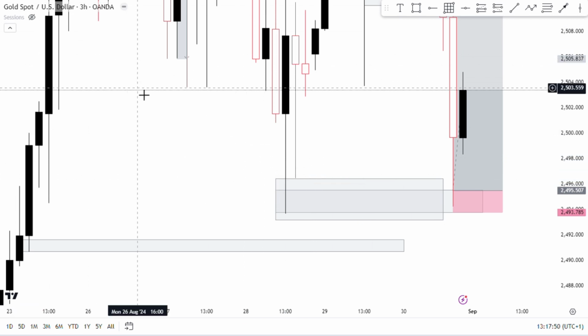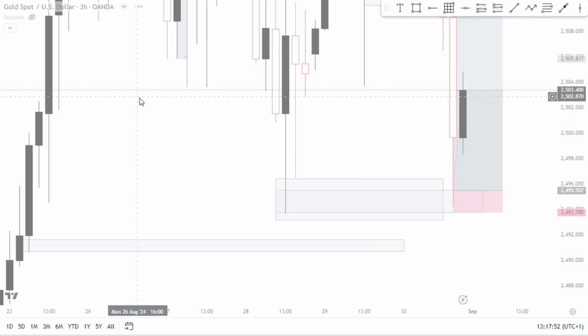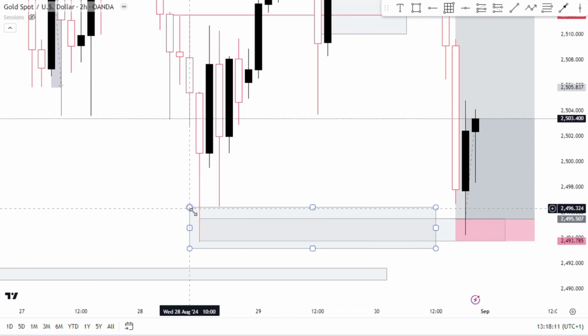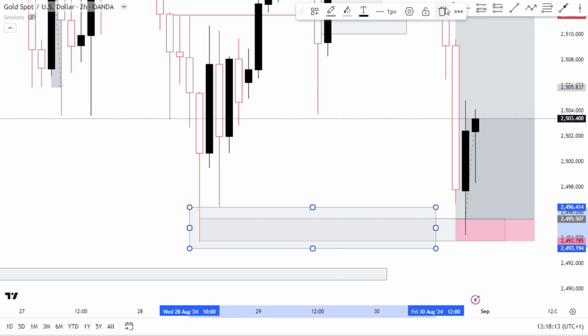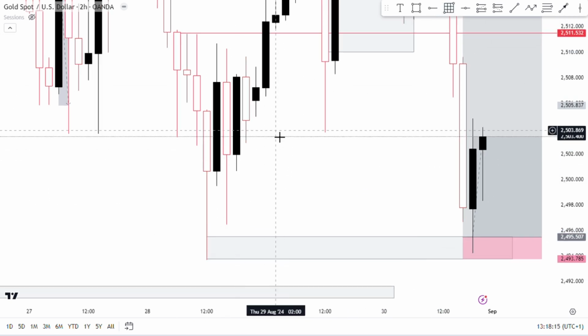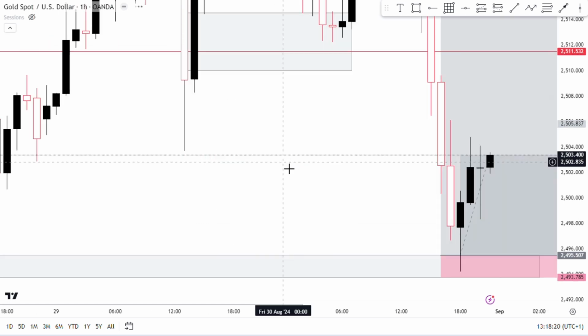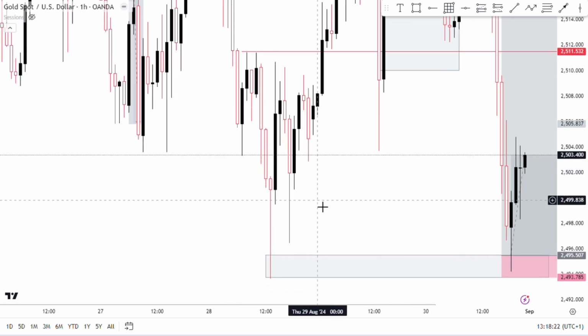We are on the 3-hour time frame. I moved down to the 2-hour time frame. The order block remained the same thing. Let me just delete this big one. So after that, I moved down to the 1-hour time frame. On the 1-hour time frame, it remained the same thing.